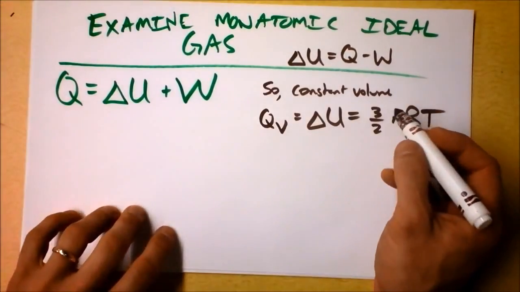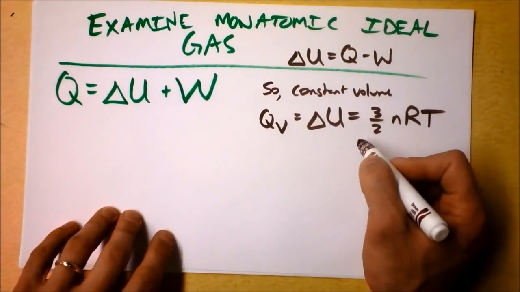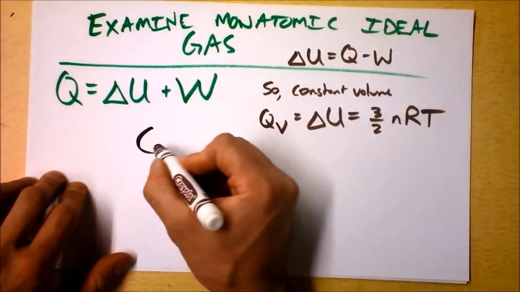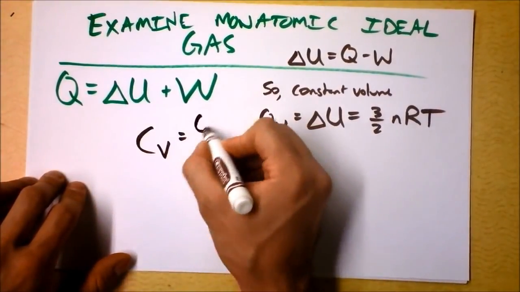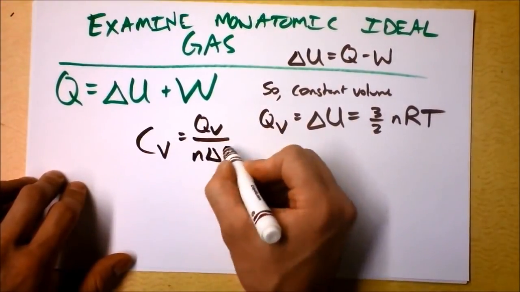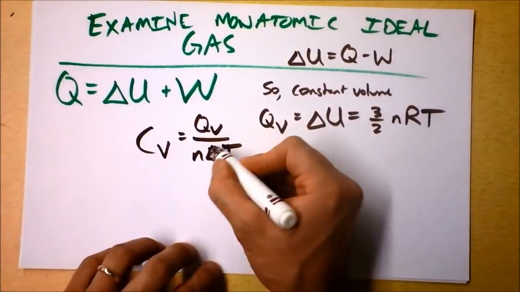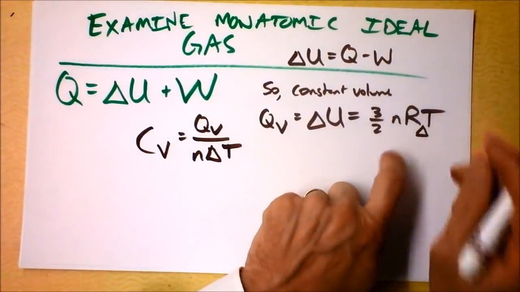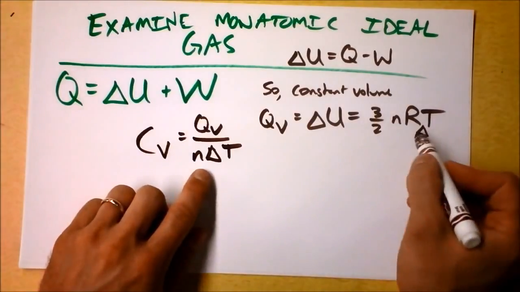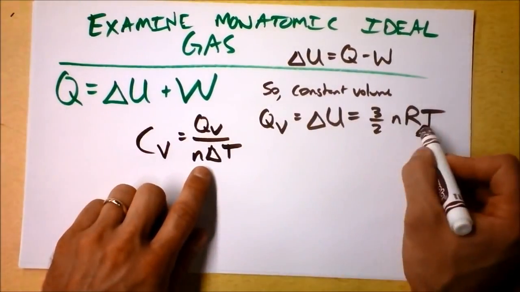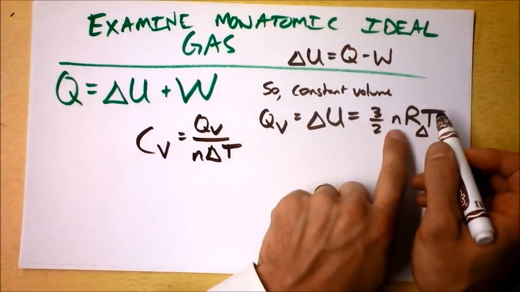So I can solve this for CV because I've got that other equation over there for CV. My equation for CV said CV was QV divided by n times delta T. And, oh man, there's supposed to be a delta in here, isn't there? Of course there is. Sorry about that. Because it's change in energy, of course there would be a delta. I'm assuming not changing the number of moles.